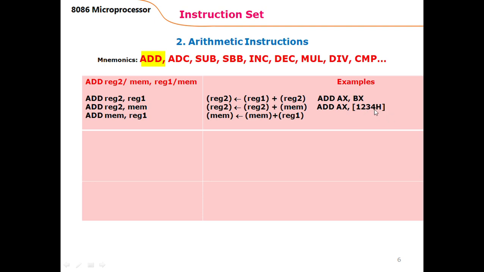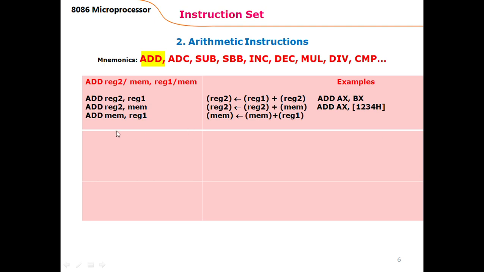So here this is the direct addressing mode, where the memory address is provided directly as part of the instruction. So 1234H is a 16-bit offset value that is provided directly, and this offset value is added with the data segment content, which would give us a 20-bit physical address, and then 2 bytes: one at this address calculated, and the other byte at the next higher address. So the 2 bytes are then added with the 2 bytes in the AX register, and the result is stored in the AX register back again.